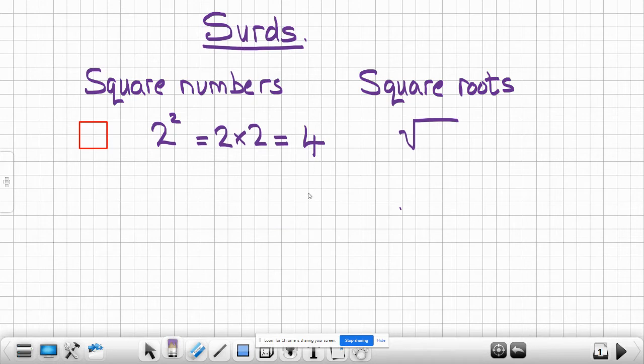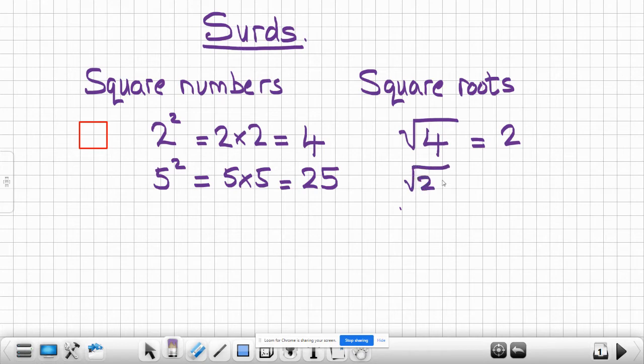So the inverse of that is we can say that the square root of 4 is 2. So if we can say that 2 squared equals 4, then inversely we can say the square root of 4 equals 2. Another example, 5 squared is 5 times 5, multiply it by itself, and that produces the square number 25. So inversely, we can say the root of 25 is 5. So that's our starting point.